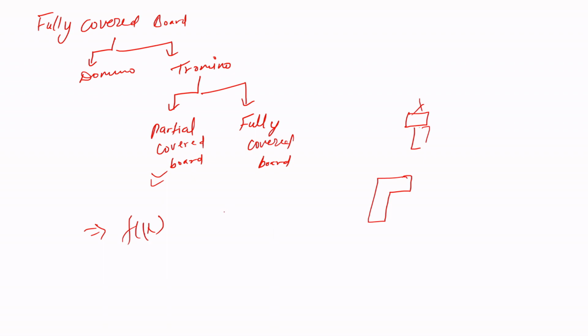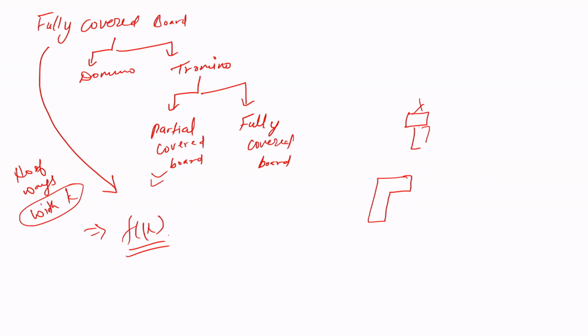If we take f of k, correct, the number of ways to fully cover a board, this is the number of ways to fully cover a board with width k. What is the width? K. So this is nothing but f of k, right?